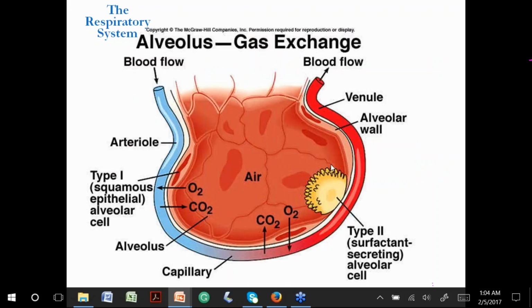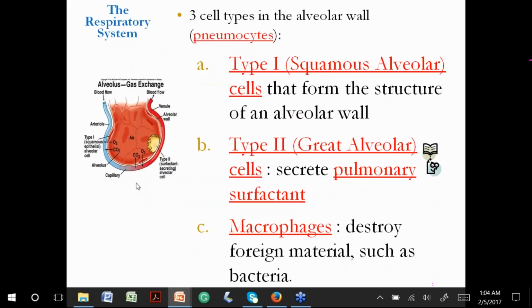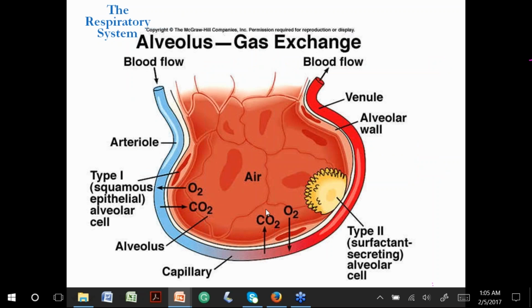Let's go to the picture, and here we have the type 1 cell. Remember the previous one, type 1. I don't want you to remember squamous alveolar or great alveolar. Just remember type 1, type 2, and macrophage. Here, type 1 is mostly forming the wall of the alveoli. So this is the alveoli here, but this is not alveoli. This is what I'm pointing.